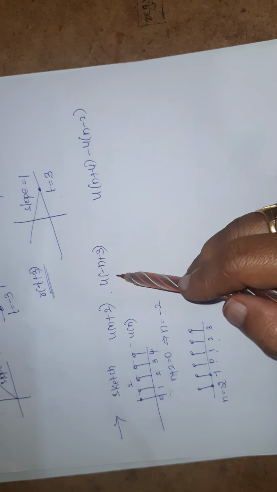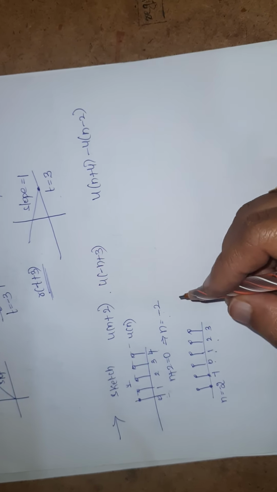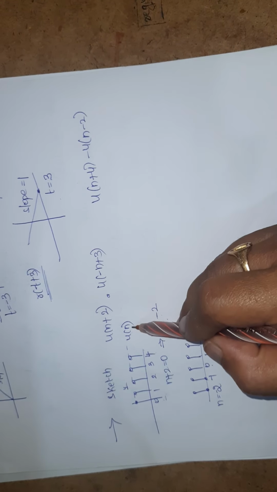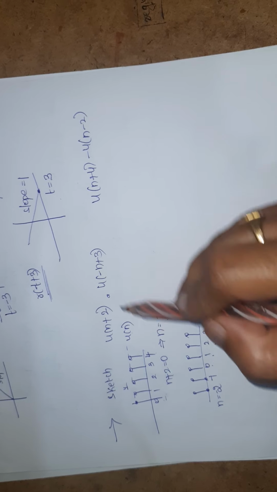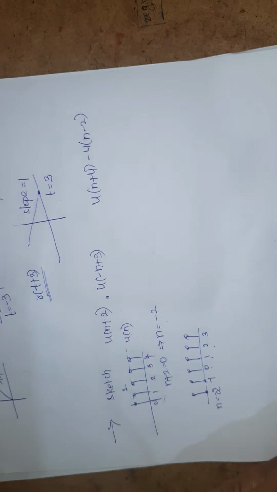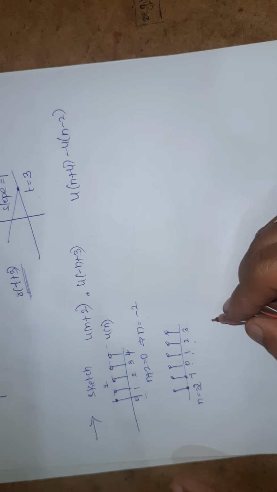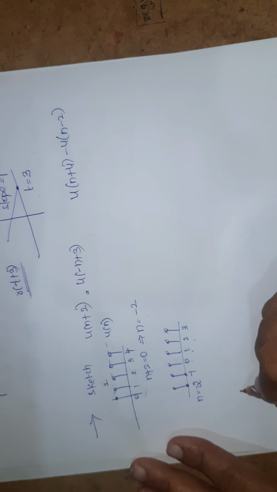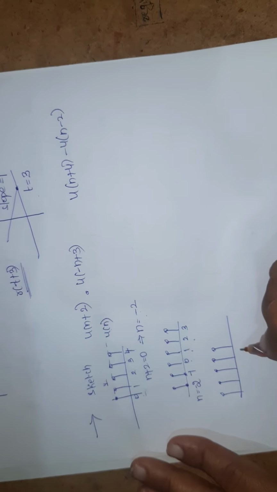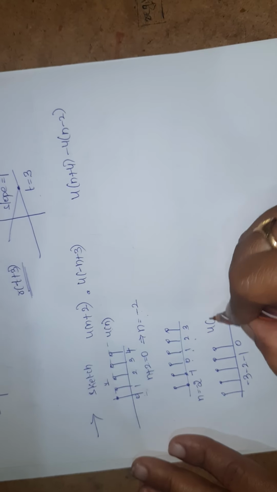Next, u of minus n plus 3. So how to draw u of minus n plus 3? So we know that this is u of n only, that is positive, and here it is u of minus n, means we have to consider the folded version of u of n, that is plus n becoming minus n. So the folded version of u of n is nothing but like this. The samples are same, but the values are starting from 0, minus 1, minus 2, minus 3. This is u of minus n.